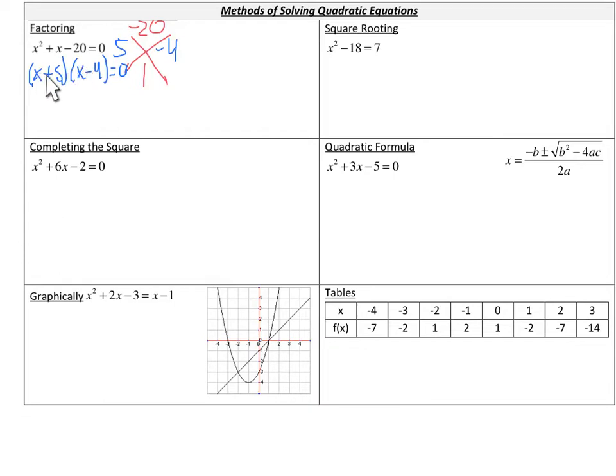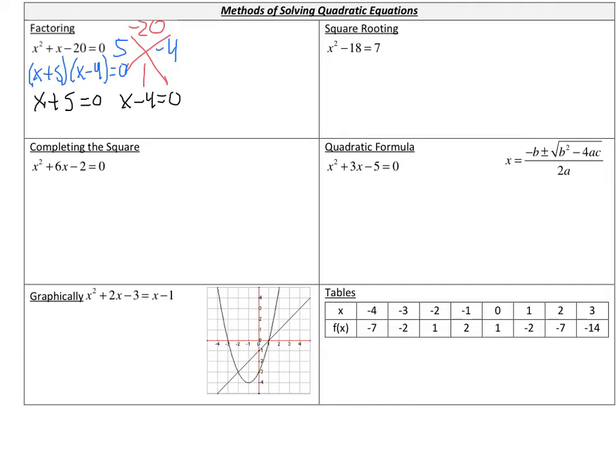Well, if you have two things multiplied to equal 0, do we understand that one of these has to be 0 to make the whole thing equal to 0? So either one of them has to equal 0. So for this particular problem, I'm going to set each piece equal to 0 because one of them has to equal 0. So let's do this one: x plus 5 equals 0 and x minus 4 equals 0. All right, one of those has to equal 0.